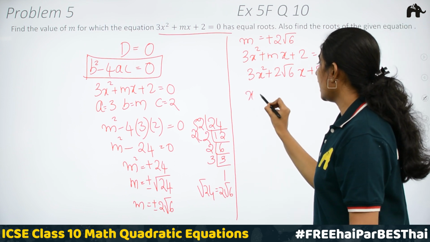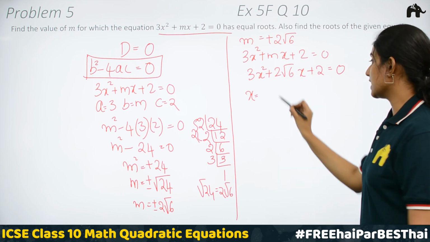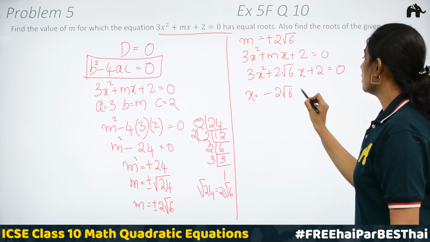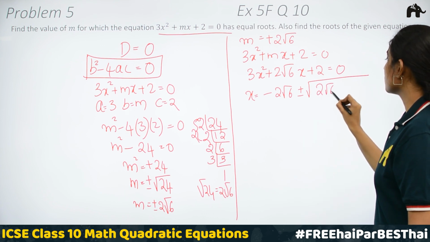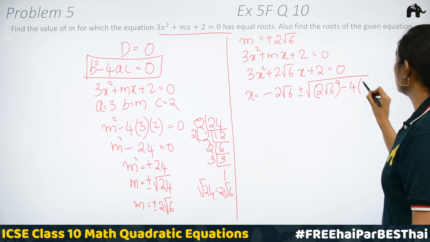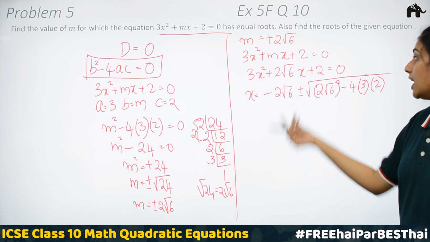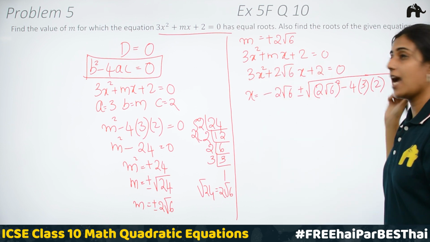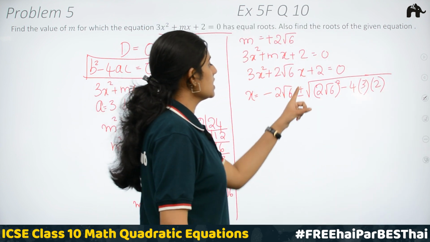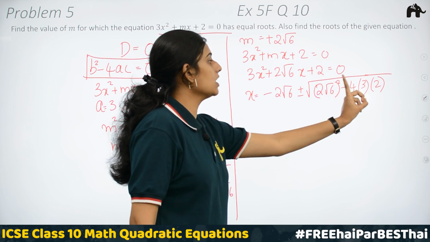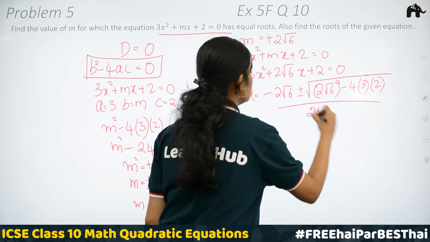What is x? x is equal to minus b. Here b is equal to 2 root 6. Minus 2 root 6 plus or minus root of b square, 2 root 6 whole square, minus 4 into a, where a is equal to 3 and c is equal to 2. You should write the formula and mention what a, b and c is. So, x is equal to minus 2 root 6 plus or minus root of 2 root 6 whole square minus 4 into 3 into 2, divided by 2a, 2 into 3.